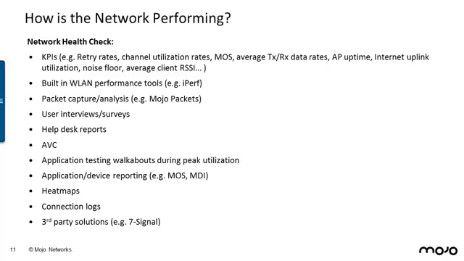Some devices, like, for instance, the Cisco 79 series, 7925, and the older 7921, they actually can report MOS right on the handset, which is really cool.